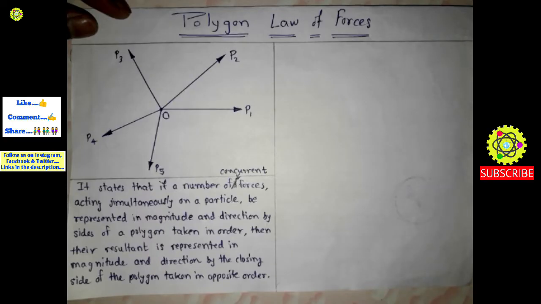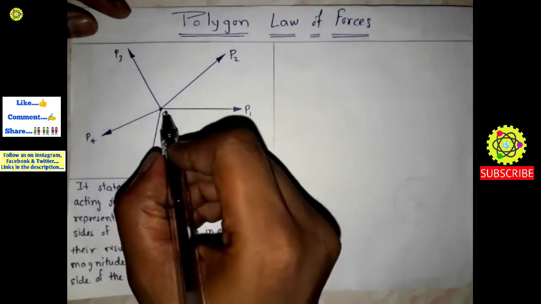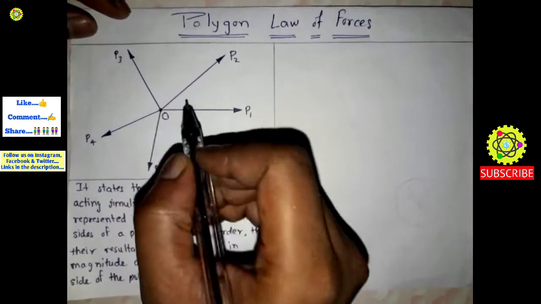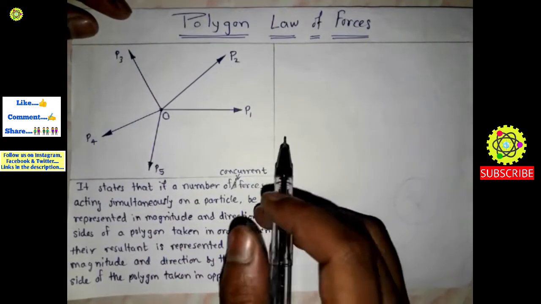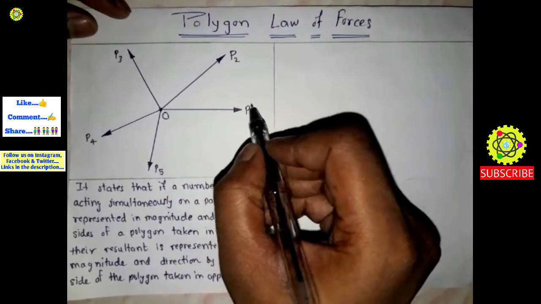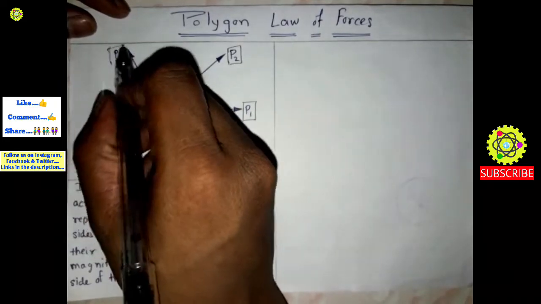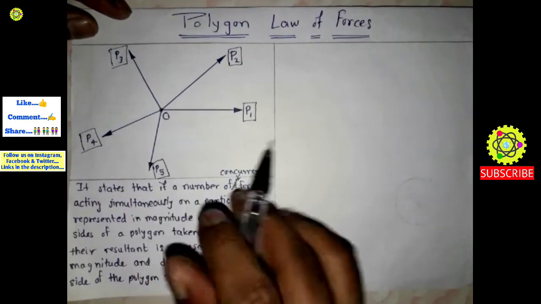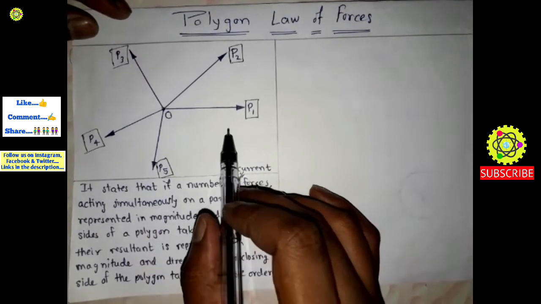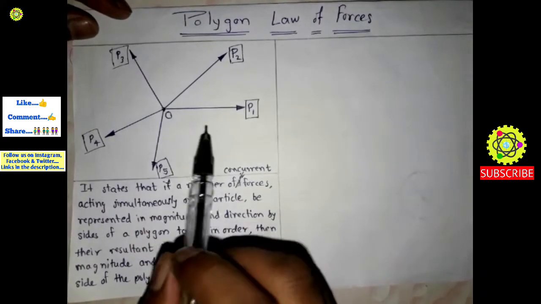Hi students, welcome. Here we are going to study about Polygon Law of Forces. Suppose this is a particle O. On this particle there are more than two forces acting. Suppose we are taking force P1, force P2, force P3, force P4 and force P5. These are the concurrent forces which are acting on the particle O.